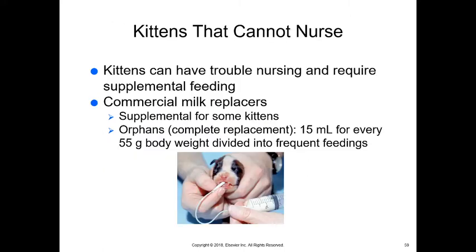Kittens that cannot nurse, we can do milk replacers. Now this is a puppy, but it's the same sort of idea. We can place a tube down into their esophagus. Once they get teeth, we may need to do it down into their nose.